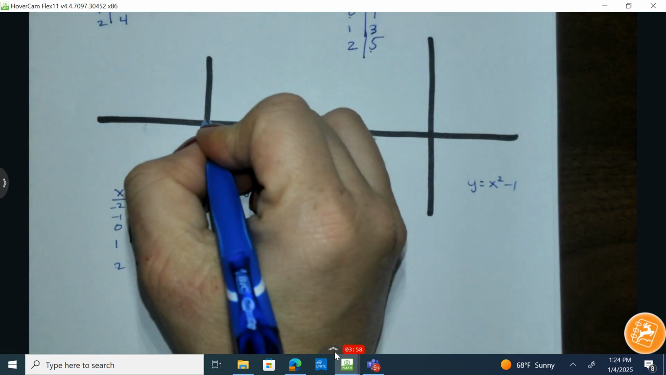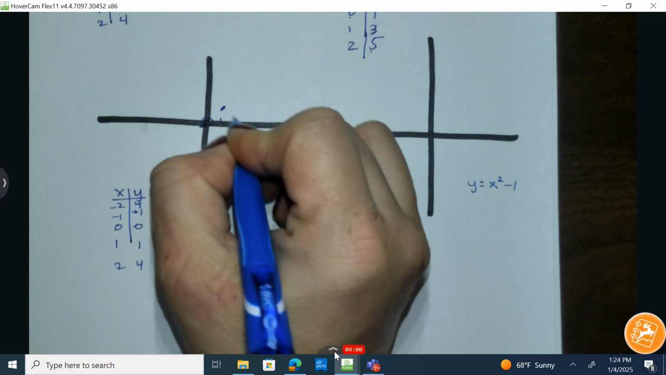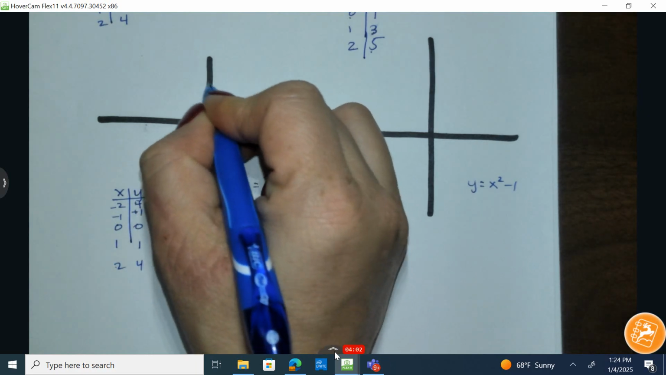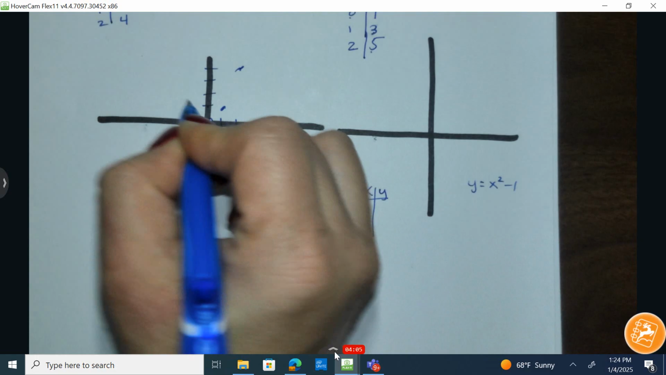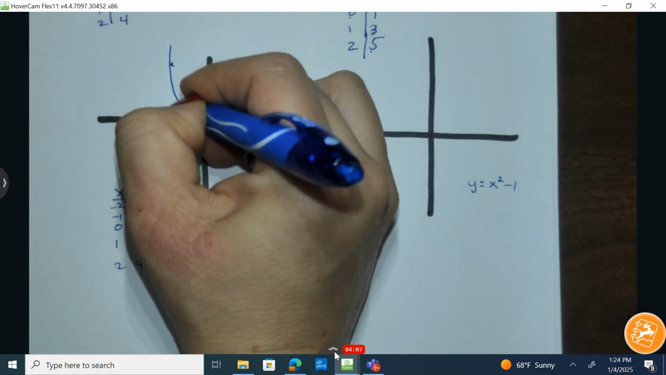All right, so let's graph this. I'm starting at 0, 0. I'm going over 1, up 1, over 2, and I'm going to rise up 4. I'll do the exact same thing over here.